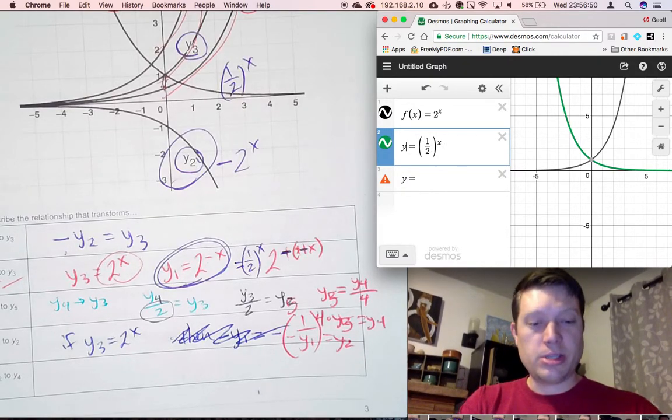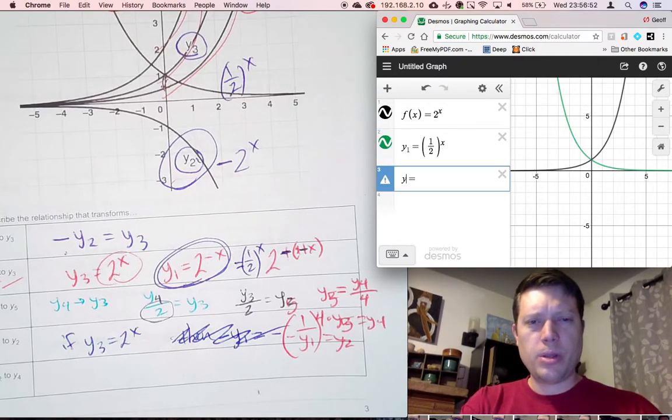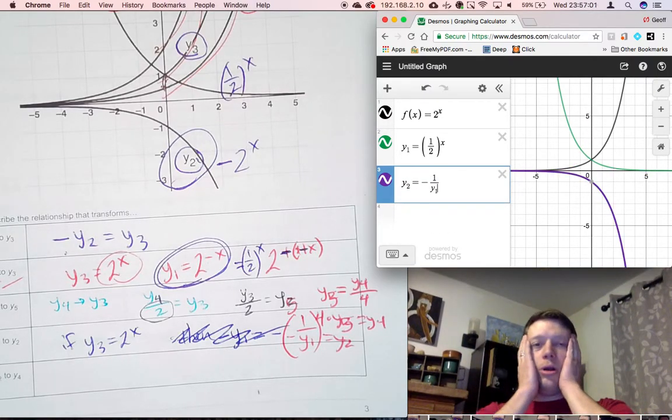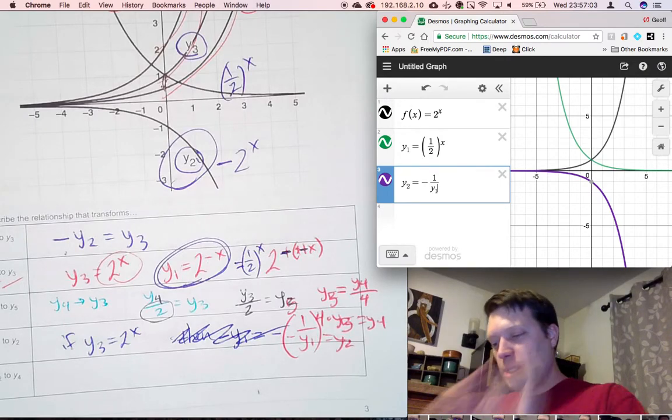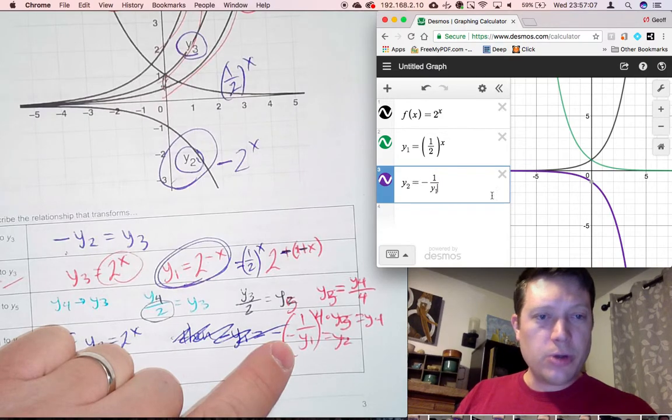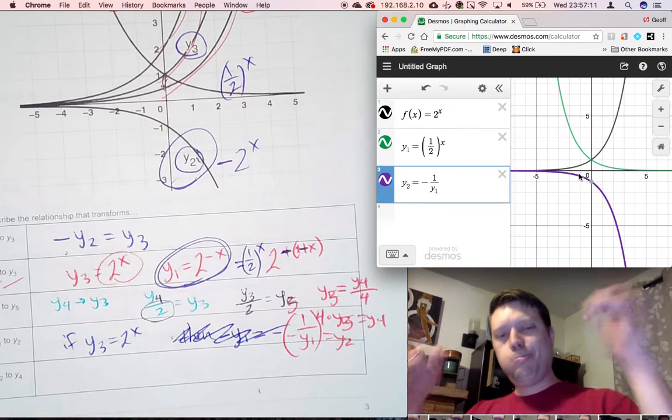Wait, I'm going to try something else. I haven't tried this before. Y sub 1. There we go. So y sub 2 equals negative 1 over y sub 1. It worked. Oh my goodness. This formula is exactly right there in Desmos. You go from green to purple. Booyah.